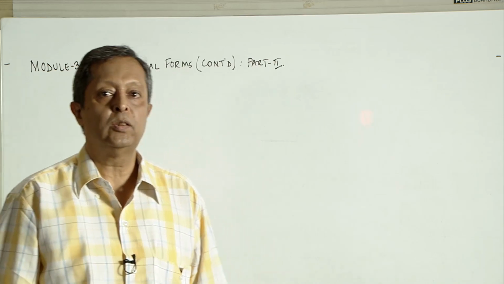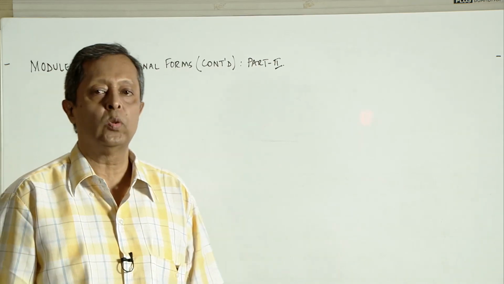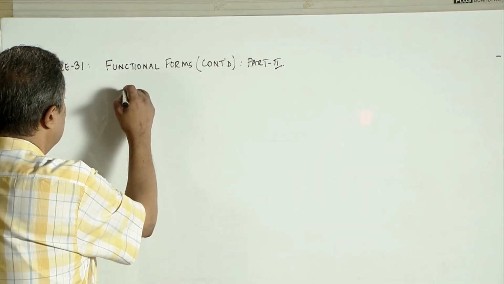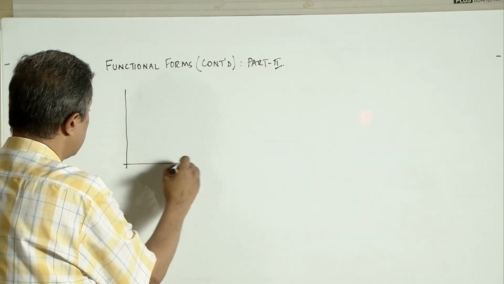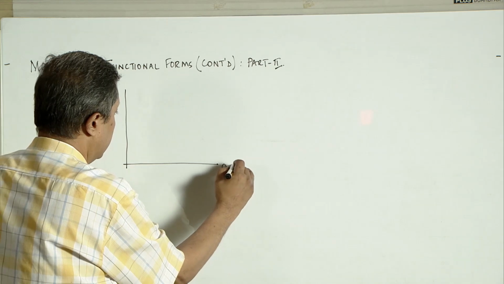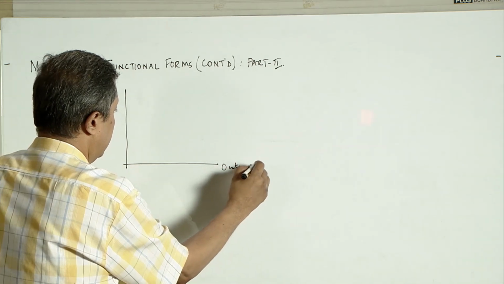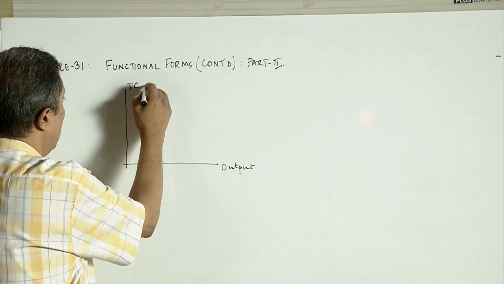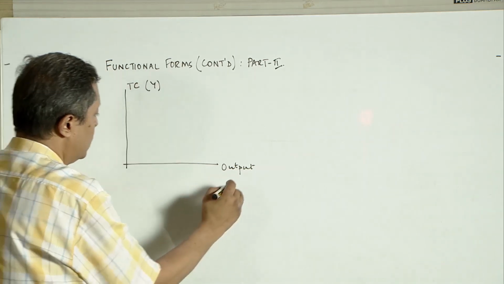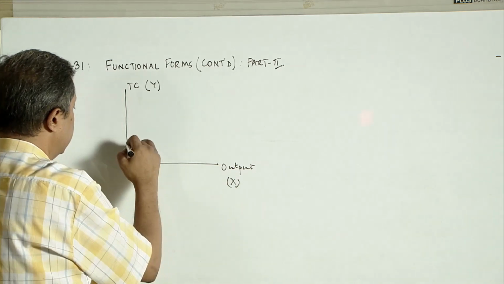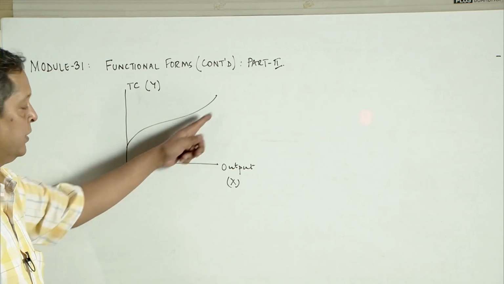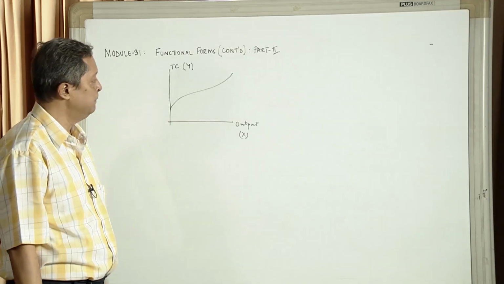Now we take a look at the total cost function or the total cost curve. Typically, a short run total cost curve measures the relationship between total cost, we call this y here, and output x. That also is a non-linear relation. So, it is clear this is a cubic function.